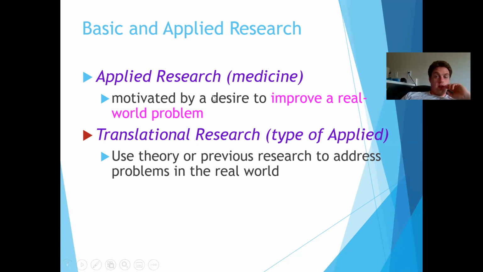And then, illustrating this point I made earlier that they feed off each other, you have translational research, which is a specific type of applied research where you use theory or previous research to address problems in the real world. So I might draw on some literature about social attitudes or social norms to inform how we can prevent teens from starting smoking, or draw on some basic memory research to understand what's a good study strategy for students to use, right?